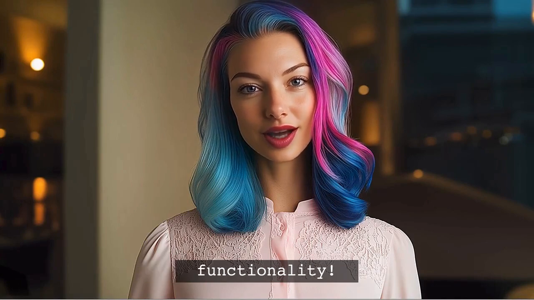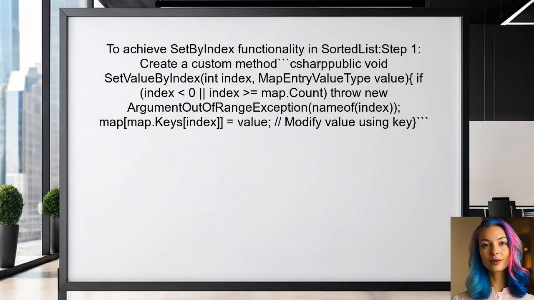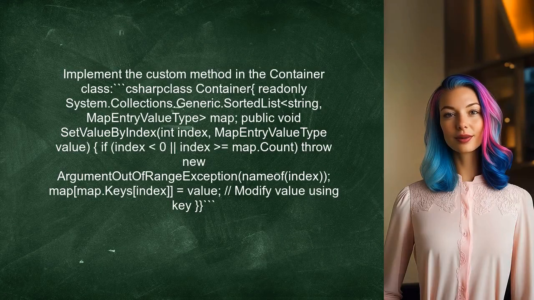without the SetByIndex method. To achieve a similar functionality to SetByIndex in the generic sorted list, the user can create a custom method that allows modifying values by index. This method will directly access the underlying array of the sorted list. Next, the user should implement this method in their container class. This will allow them to modify values by index without encountering the exception.